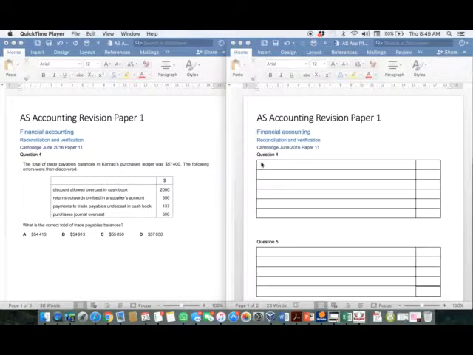Today we'll be looking at multiple choice questions relating to reconciliation and verification. In other words, focusing on reconciling our control accounts with our sales ledger and purchases ledger, as well as looking at our bank reconciliation. In order to do this, I've chosen to use the Cambridge June 2016 paper 1-1, questions 4, 5, 6 and 7.